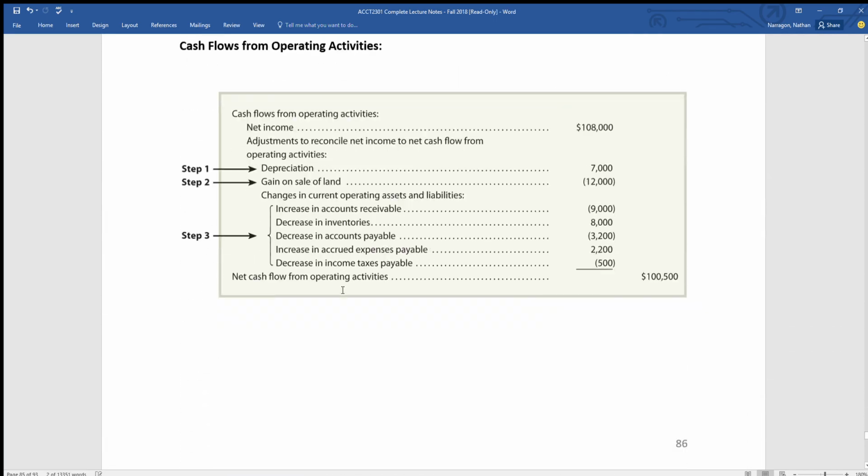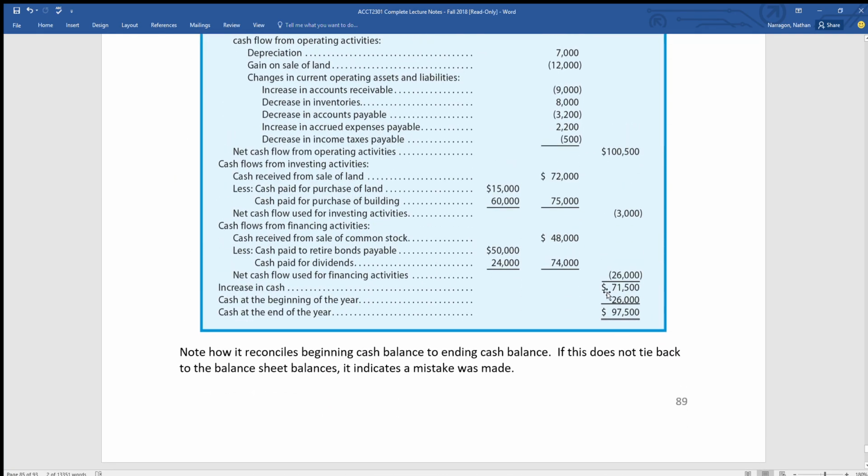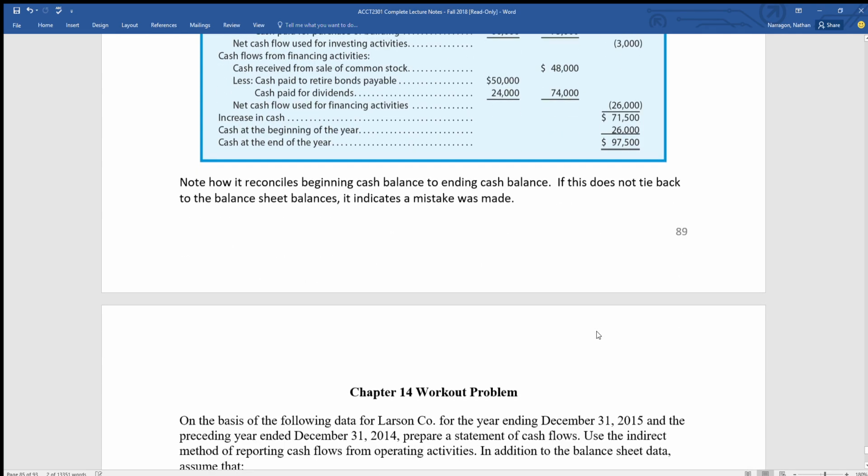So if we look at this, look at that. There's the 71,500. That balances. So if we added it in, it does tie right back to the balance sheet. Okay? If it doesn't, that means that there is a mistake, either on the balance sheet or in our cash flows. Most likely, sometimes it's the cash flows, okay? So, we want to make sure this matches our ending balance in our cash account, okay?